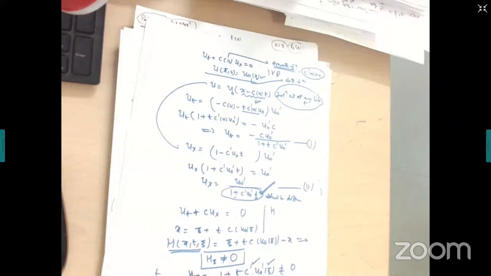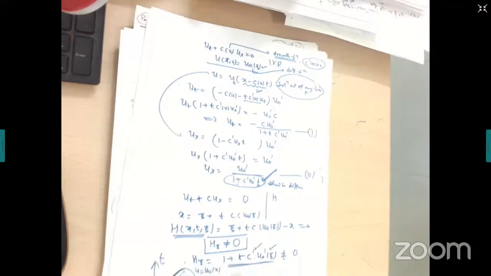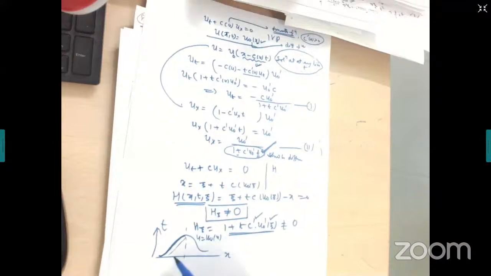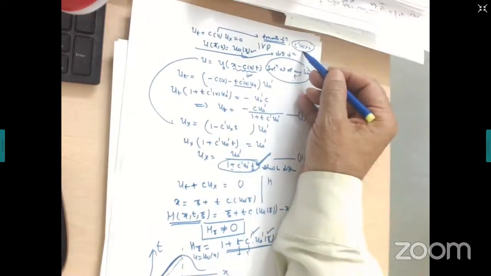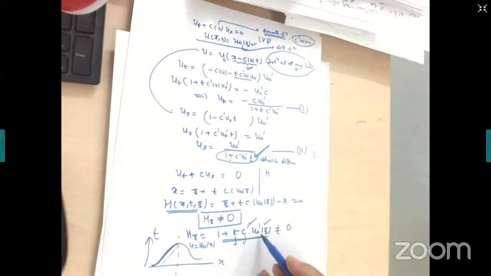So if your initial data is monotonic increasing, if your initial profile is monotonic increasing, it is always different from zero. So you have a perfectly continuous solution for all time. Not only that, a smooth solution. t is positive, c dash I have taken to be positive in the beginning, but on this part of the profile, u naught dash will be negative.